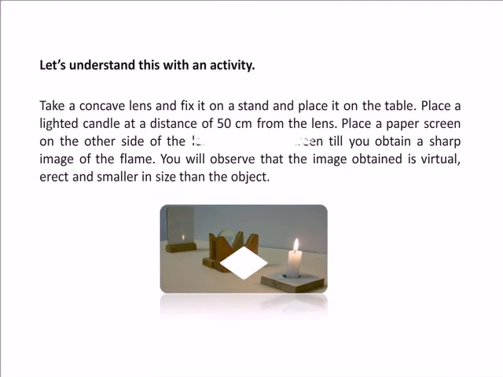Take a concave lens and fix it on a stand and place it on the table. Place a lighted candle at a distance of 50 centimeters from the lens. Place a paper screen on the other side of the lens. Move the screen till you obtain a sharp image of the flame. You will observe that the image obtained is virtual, erect and smaller in size than the object.